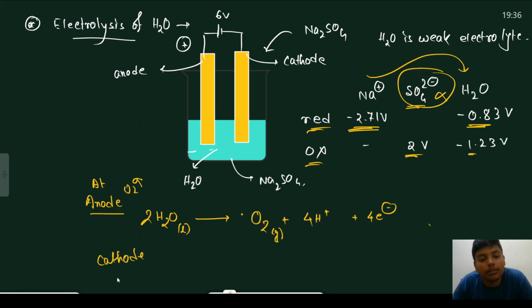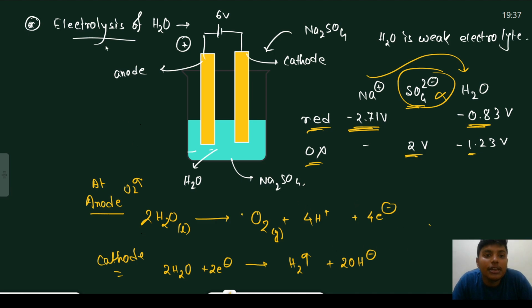At the cathode, what will happen? Water is there, and it will take 2 electrons, or 4 electrons, whatever. With 2 electrons, it will give hydrogen gas plus 2OH minus. Clear or not? So to balance this, you have to multiply by 2 and so on.